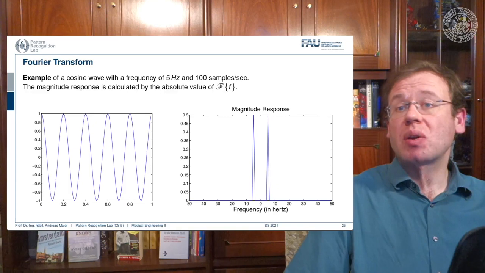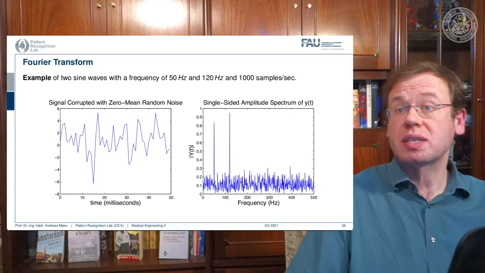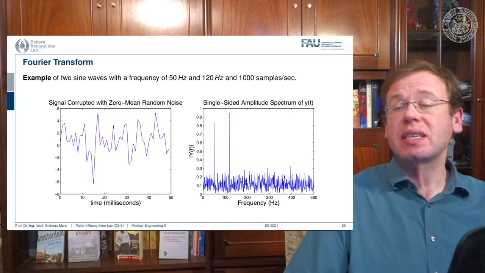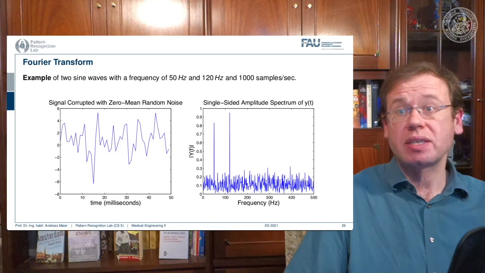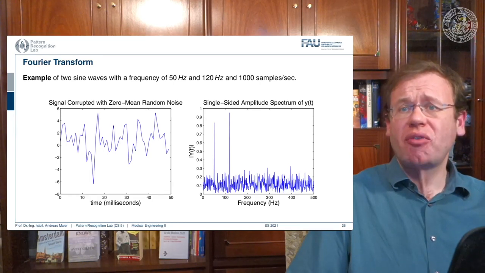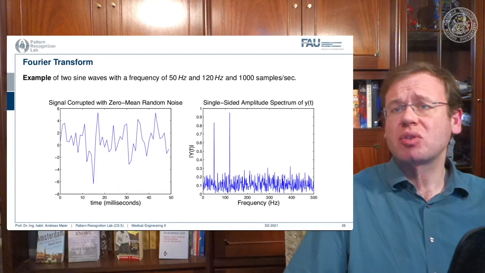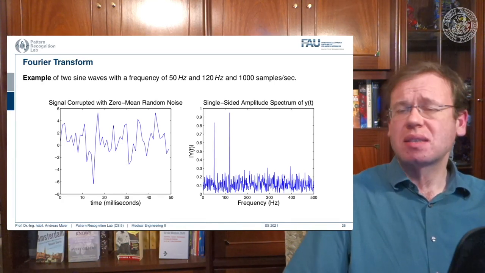Why is this useful? Well, let's look at a little more complex function. And here we actually have two sine waves, and they have a frequency of 50 hertz and 120 hertz and 1,000 samples per second. But we added this zero mean random noise on top. And now if you look at the left-hand side, if you see just a 50 hertz wave and a 120 hertz wave, you would just want to see like two sine waves overlapping, right? It doesn't look like the left-hand side here. So this is kind of difficult to see the two sine waves here because of all the noise.